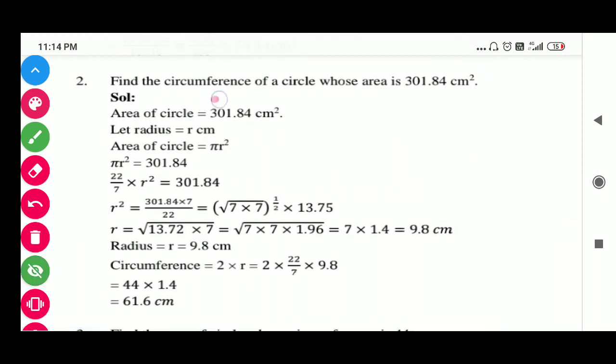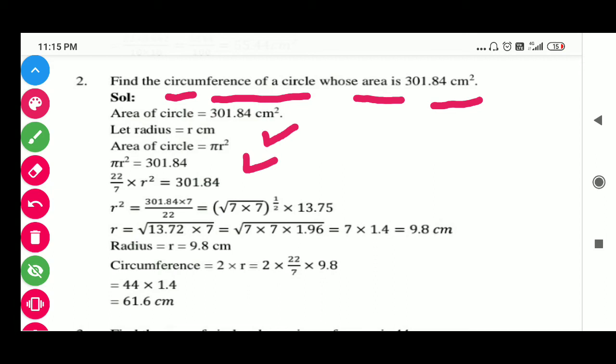Find the circumference of a circle whose area is 301.84 square centimeter. In this question, we have area of circle, but we need to calculate the circumference. So students, here we require the value of radius. So for radius, we solve. Here area of circle is equal to 301.84 square centimeter, and let radius be r centimeter, and formula of area of circle is pi r square.